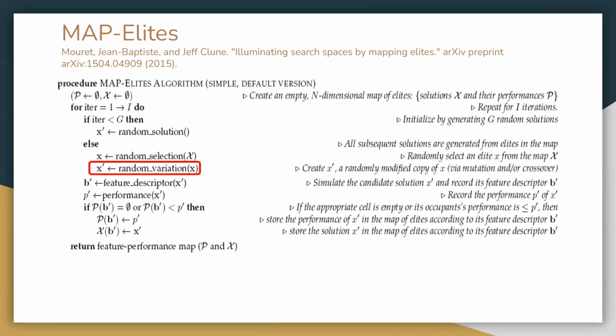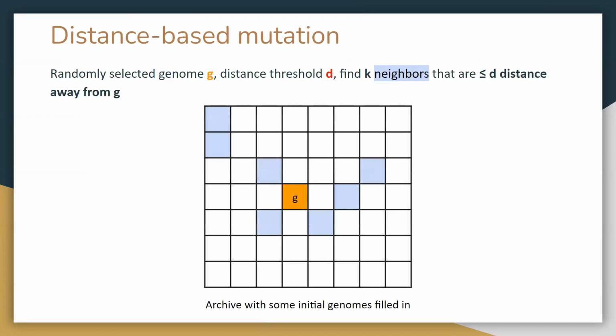Now, I consider the random mutations to be an uninformed way of mutating a genotype, so I thought of adding a distance threshold to the genotypes in the archive, which would govern the mutations. As an example, consider that the algorithm has run up to a certain point, generating some initial genomes and filling up the archive. The algorithm has randomly selected a genome g, and given a distance threshold d, it would be required to find k neighbors that are less than or equal to d distance away from g. So the number of genotypes found within this distance would be the k, and the mutation would be proportional to the k that is found.